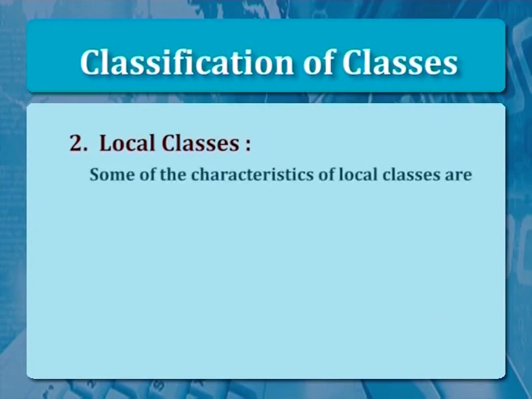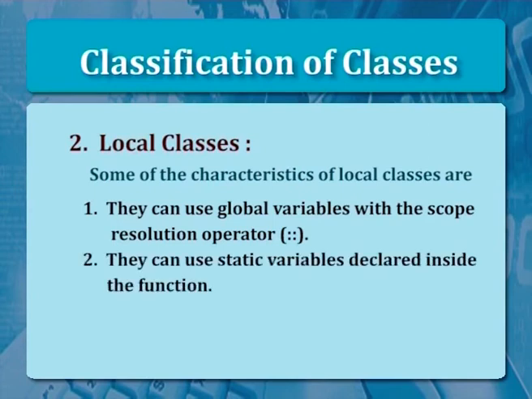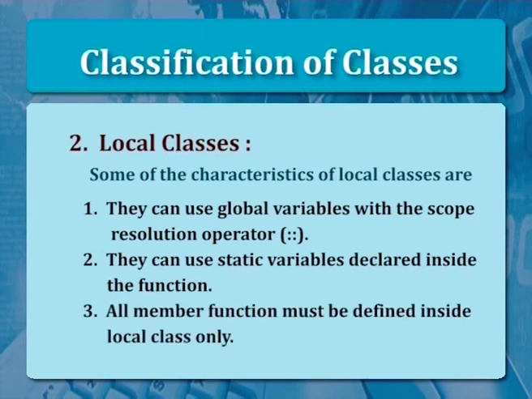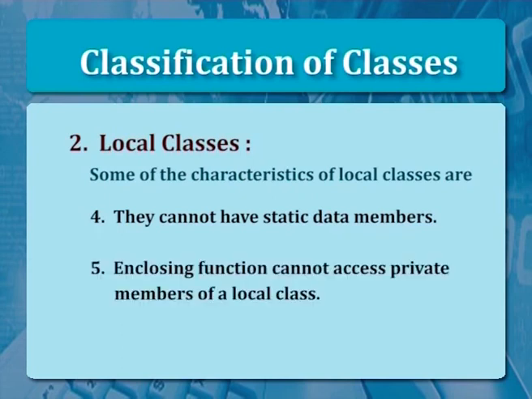Some of the characteristics of local classes are: they can use global variables with the scope resolution operator. They can use static variables declared inside the function. All member functions must be defined inside the local class only. They cannot have static data members. The enclosing function cannot access private members of a local class.